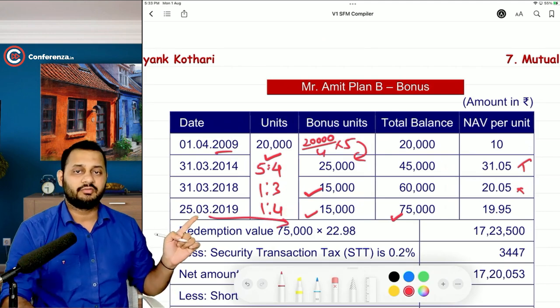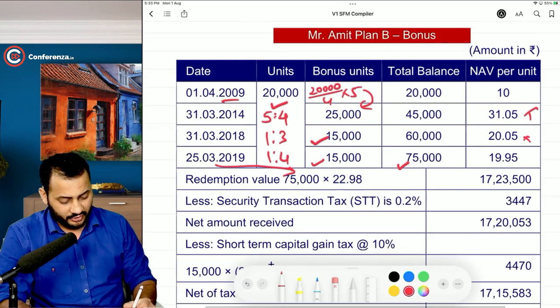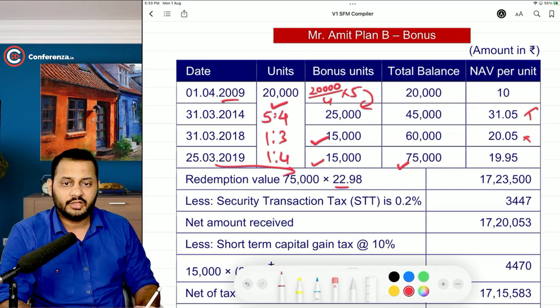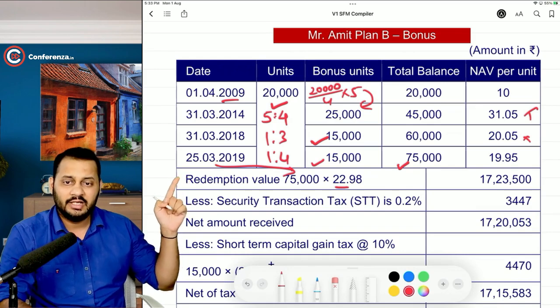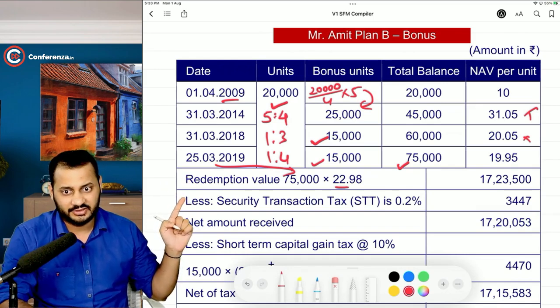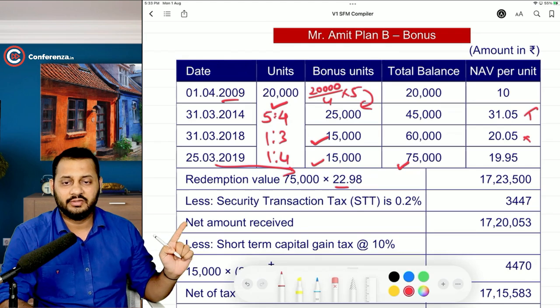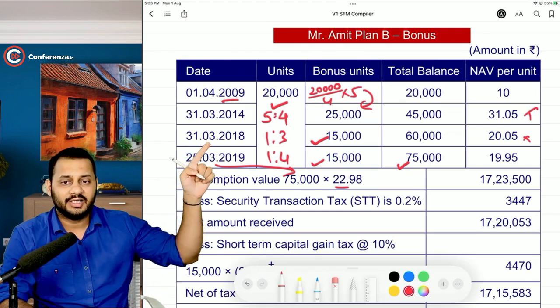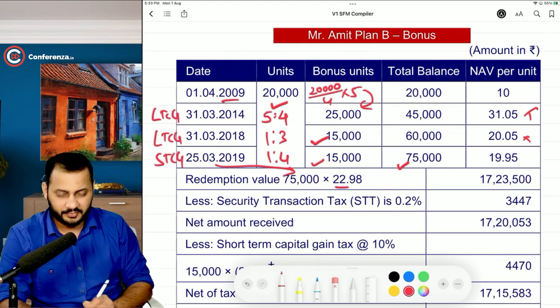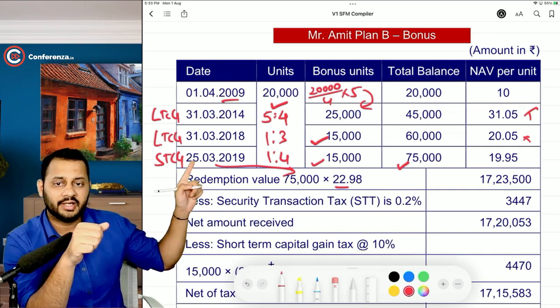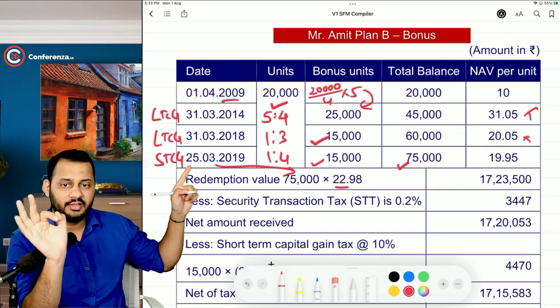4 months later from the last bonus, at 22.98. So 75,000 multiplied by 22.98 is the redemption value, less 0.2% securities transaction tax, gives the net amount received. Obviously, you can see that the March 2018 units come under long-term capital gain, and the last bonus comes under short-term capital gain. So we are going to again pay 10% on the short-term capital gain here.